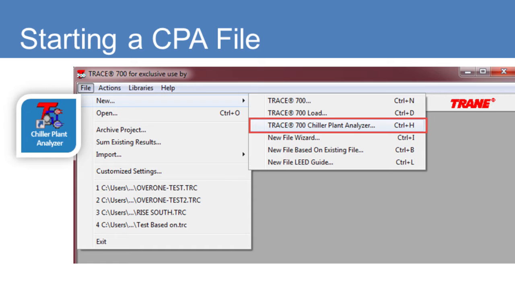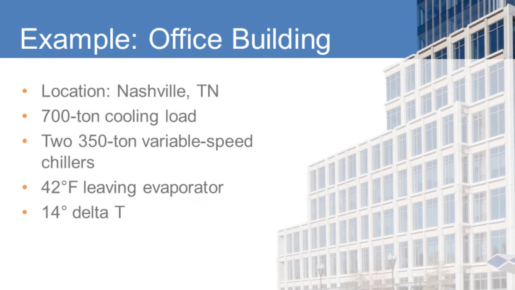To show you how to set up and run a file in chiller plant analyzer, we will go through an example and evaluate four different chiller plant configurations. This example involves an office building in Nashville, Tennessee, with a cooling load of 700 tons. Heating will be ignored in this example for sake of time.